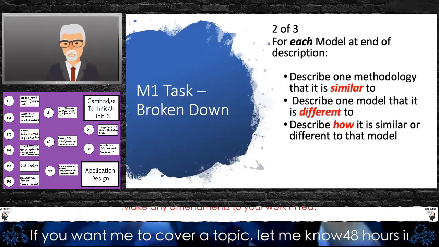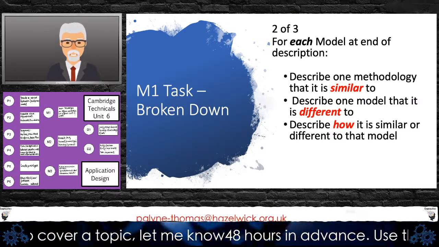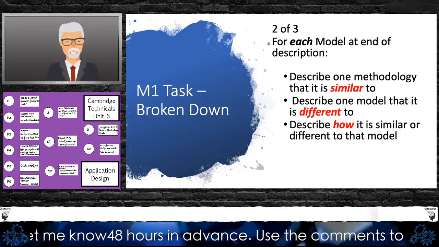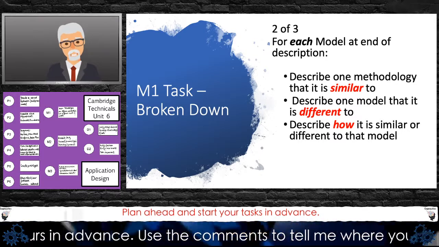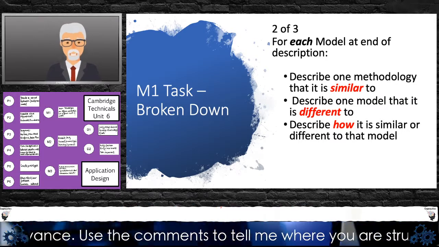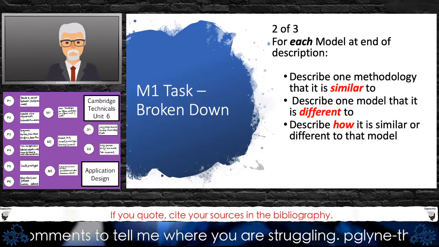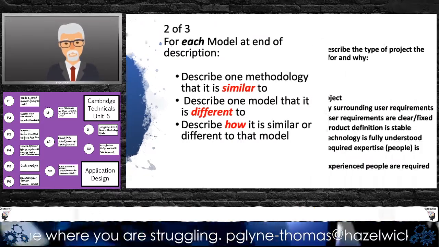The next thing you're going to look at then is how these models are similar and different to other models. So once you've described how each model operates, then go in and talk about one methodology that it's similar to and how it's similar, and one methodology that it's different to and how or why it's different to that methodology. Okay? And do that for each of the 4 that you're describing.